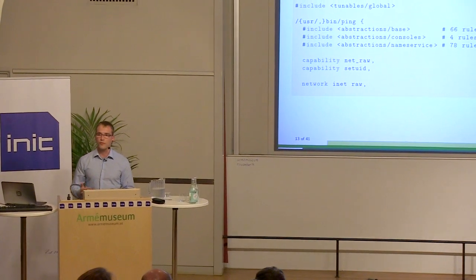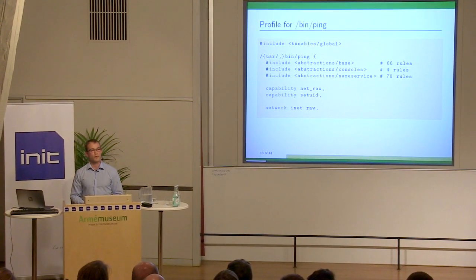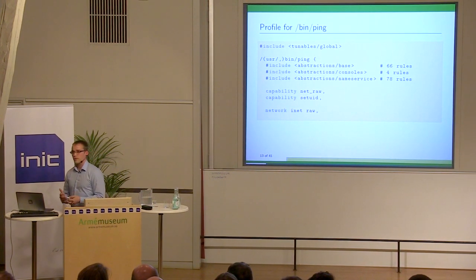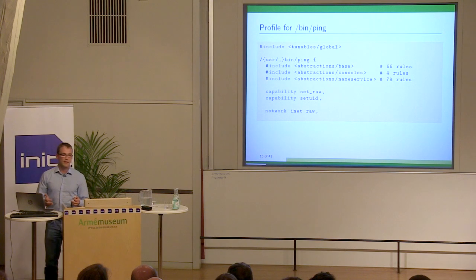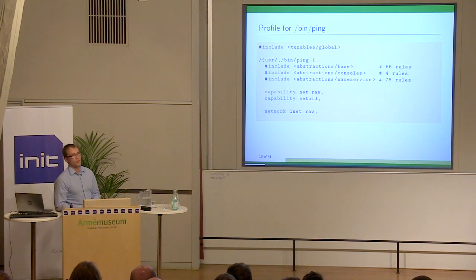Next, we allow network access with the keyword network. And in this case, we allow raw network access. This is something that is necessary for ping, but probably isn't a good idea for other programs. So you can restrict the network access to various protocols like TCP or stuff like that, but that's pretty much what you can do with AppArmor. So SELinux offers way more in this regard.